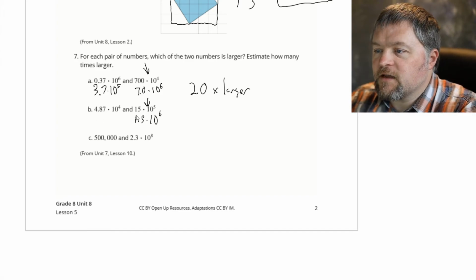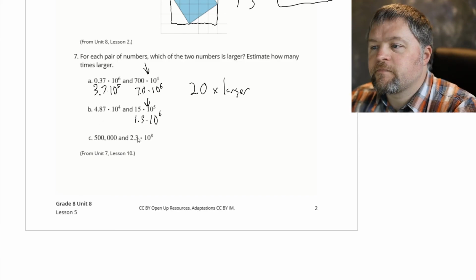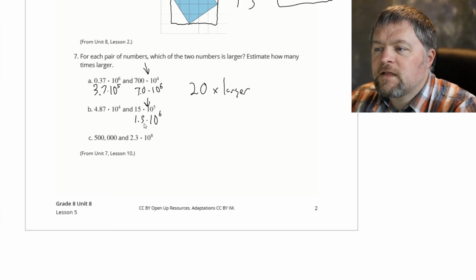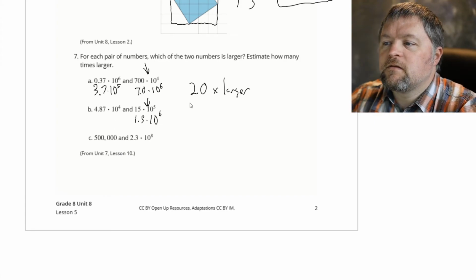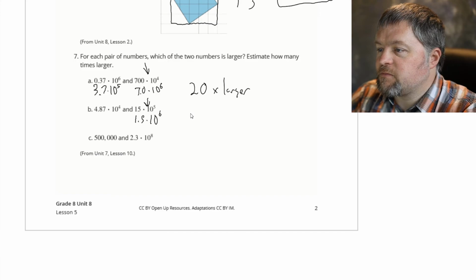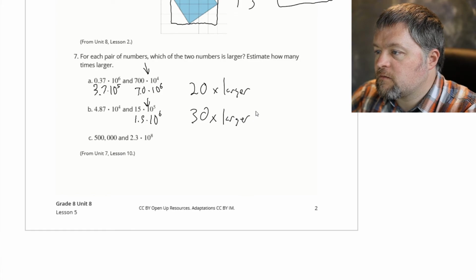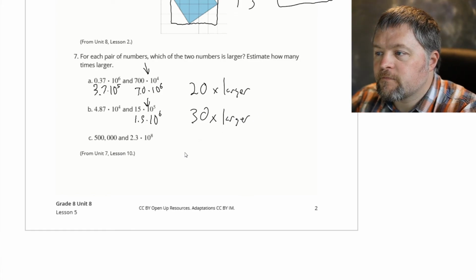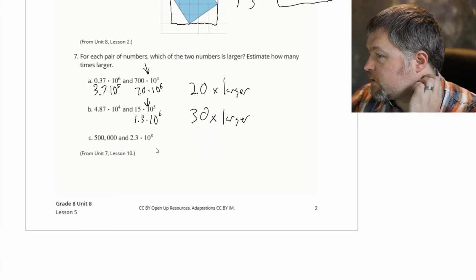Oh, we're actually going the other way. How many times larger is this than this? So if we think of 1.5 over 4.5, that's 1/3. But then we're moving this 2 decimal spots. So that's going to be about 30 times larger. Because 1/3, move the decimal point 2 spots.